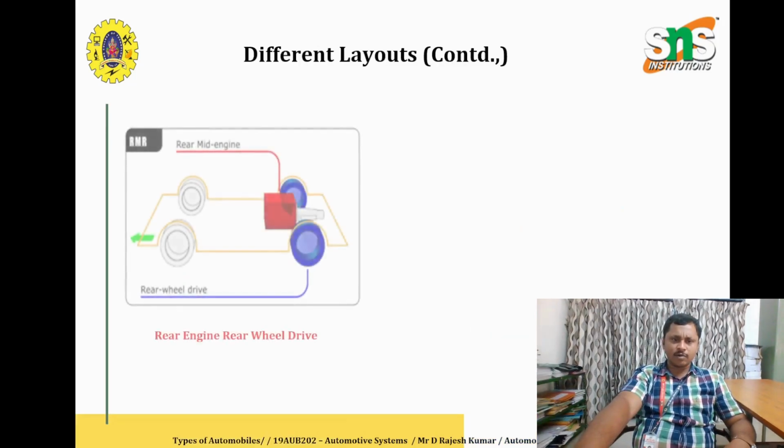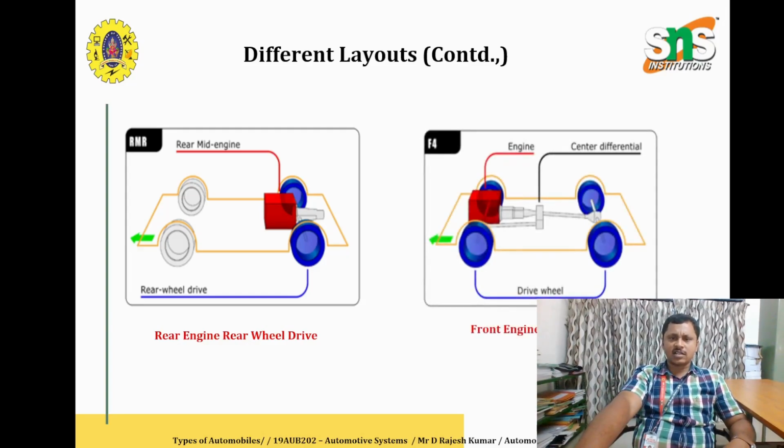The third type is about the rear engine rear wheel drive. In the rear engine rear wheel drive, the engine will be located at the rear axle of the vehicle. Example, the Volvo buses. The last type is about the front engine four wheel drive. This is the engine of a Jeep, and this is how it is located. You can see the center differential, otherwise called the transmission box. All the wheels are colored in blue color, which means that all the wheels are supplied with equal power.